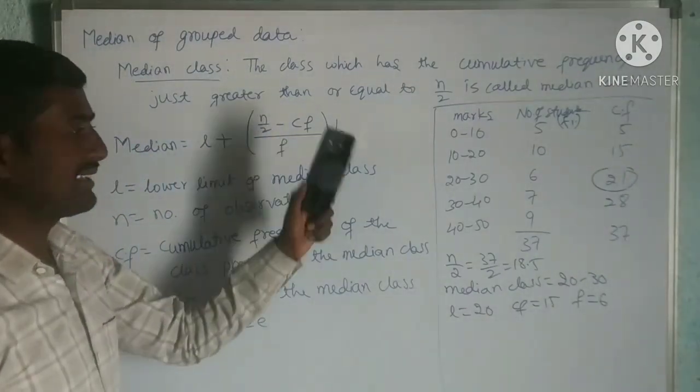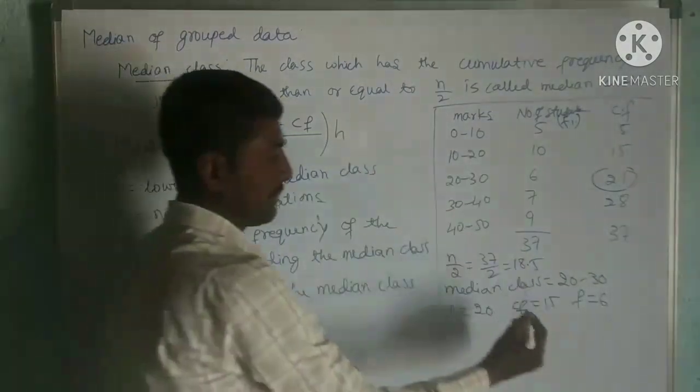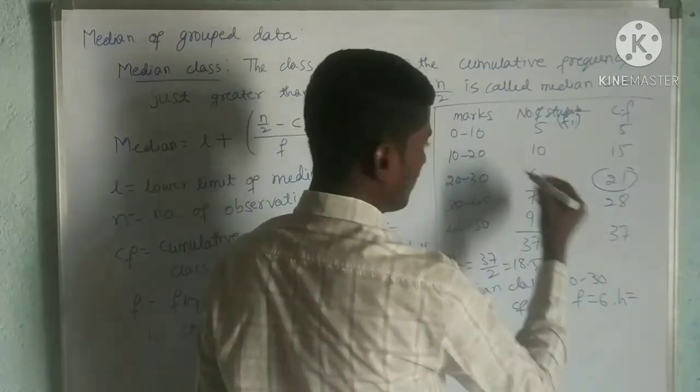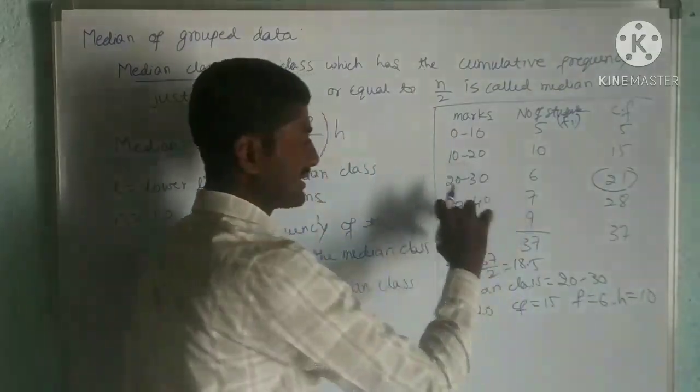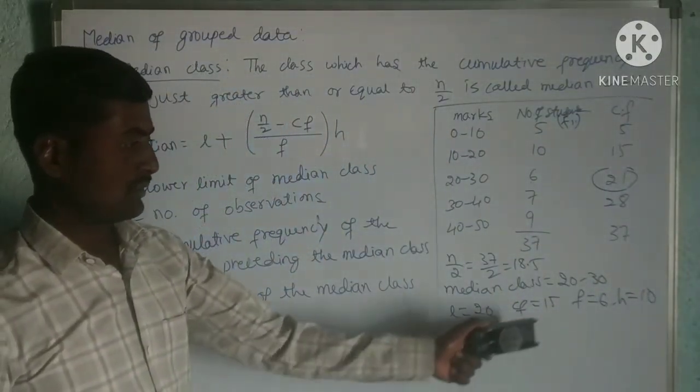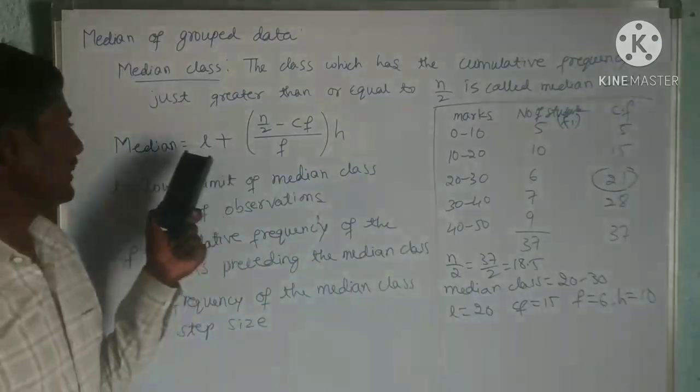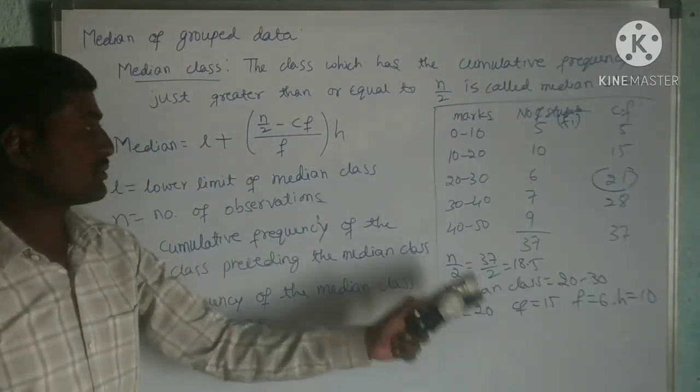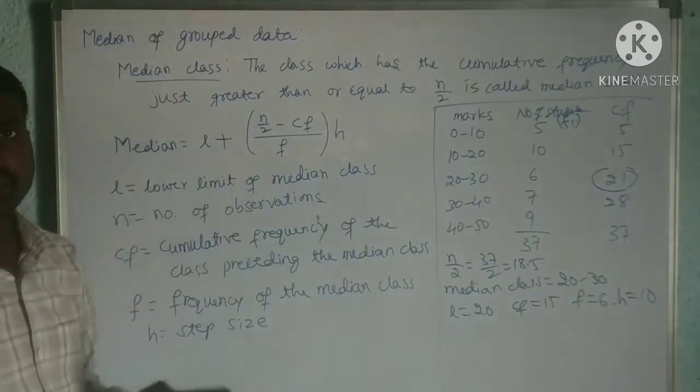Then one more, I want H. H is the step length. Each difference is 10. So now we can find the median by substituting all these values, and we will get the median.